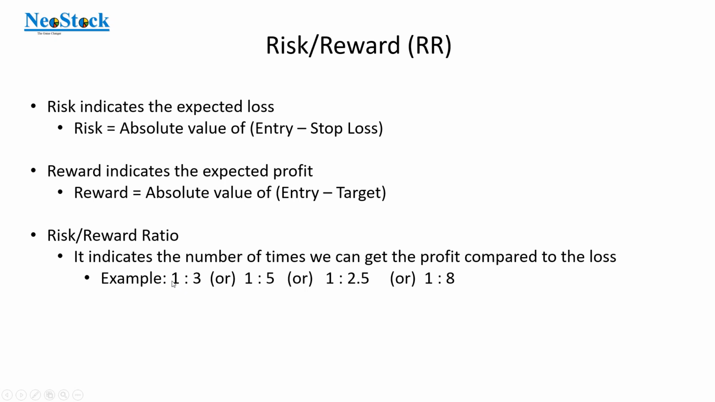That means if you get a loss of 10 rupees in a particular trade, if it failed, but if it is successful, you get 30 rupees profit. That is 3 times more than the risk. That is what the meaning of 1:3. What is the meaning of 1:5? It is 5 times more than the risk. You get the reward. That is what the meaning of 1:5. And 1:2.5 meaning is you get 2.5 times more than the risk.